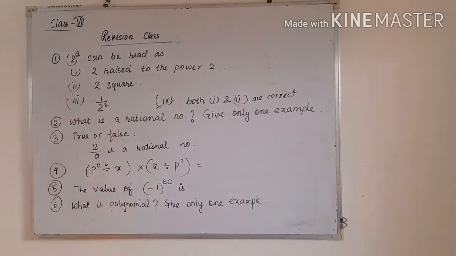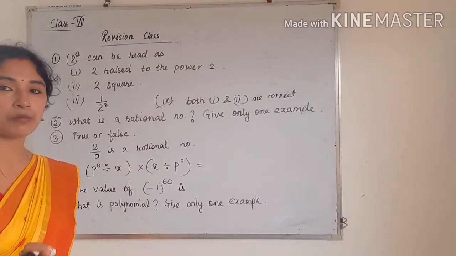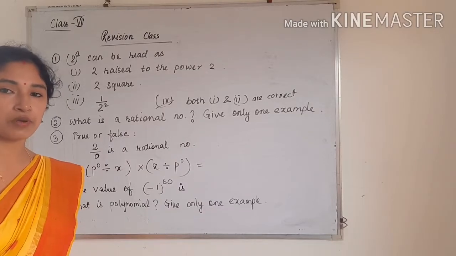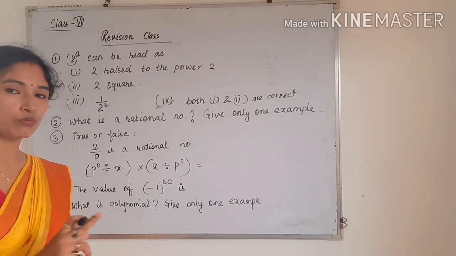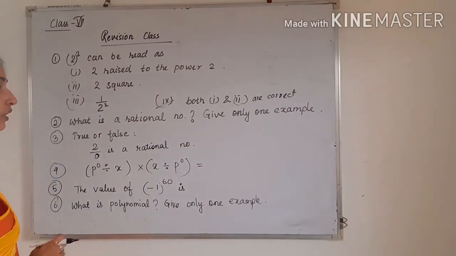Okay, so next is: what is a rational number? Give only one example. I am specifying it, so you have to give only one example, no need to write more. Any example, don't waste your time. If you write more than one example, I will cut your marks. So write the definition and write only one example.